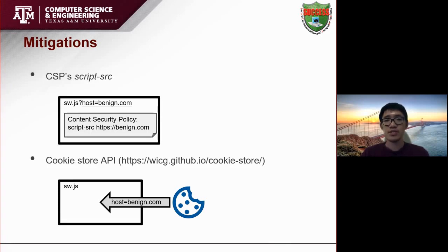Second, use an alternative method to pass parameters to a service worker. Currently, the Cookie Store API is being developed to support access in the service worker context. Once this API is officially deployed, we suggest that websites should use HTTP-only cookies to pass these parameters instead.